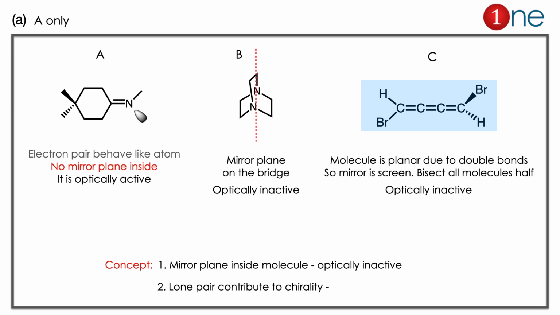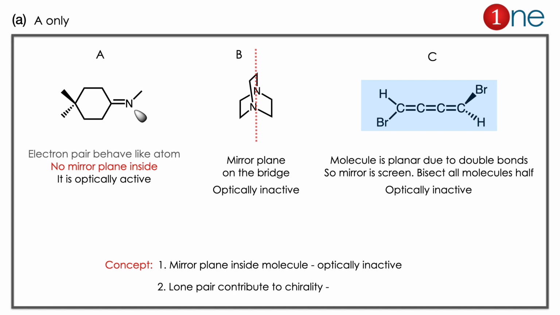Here they gave the 3 structures. Let us analyze one by one. 3 structures need strong imagination in the 3D structure. Here let us look at the B first. B has a mirror plane inside, so it is not optically active because the mirror plane reflects each half onto the other and it will not rotate the light, so it is optically inactive. Then if you look at the C, it's a perfectly planar molecule. It is also optically inactive. Whenever you have a plane of symmetry, it will be optically inactive. The plane is your screen.